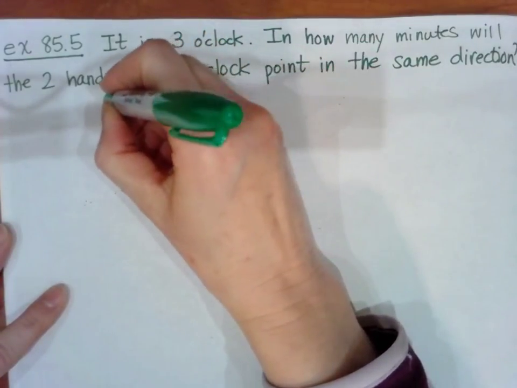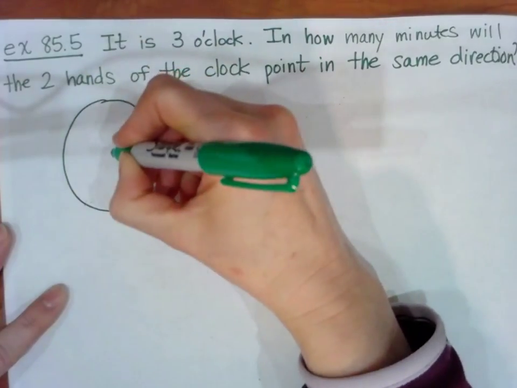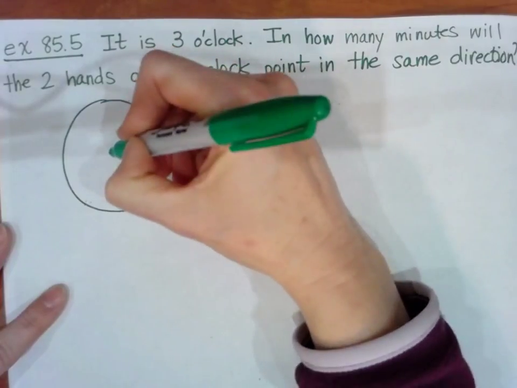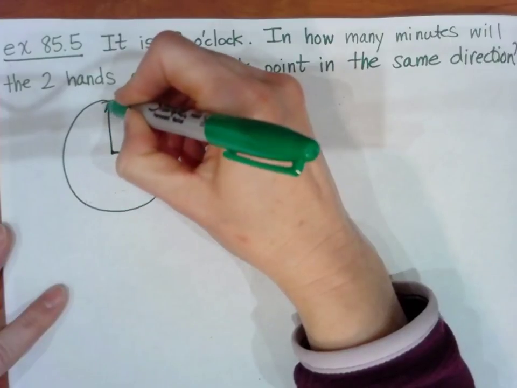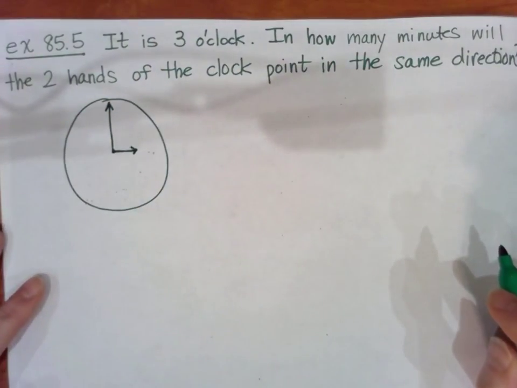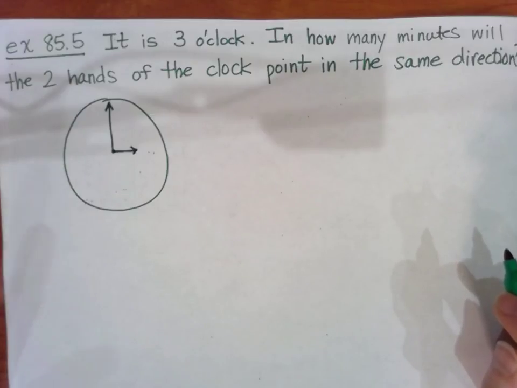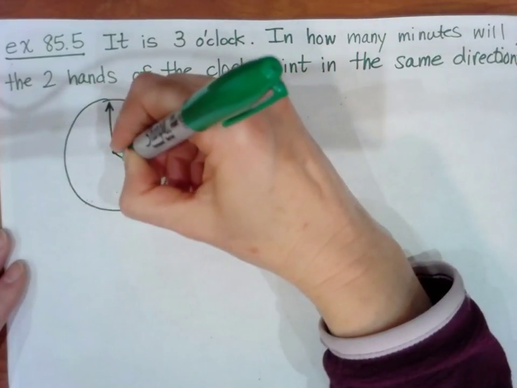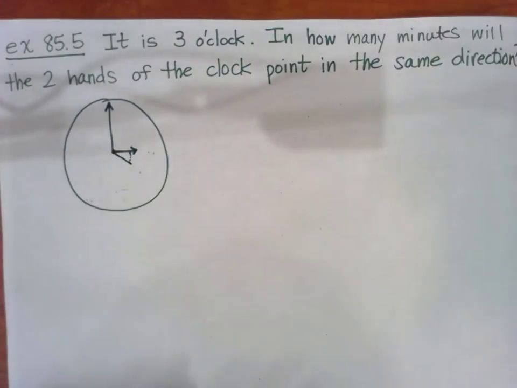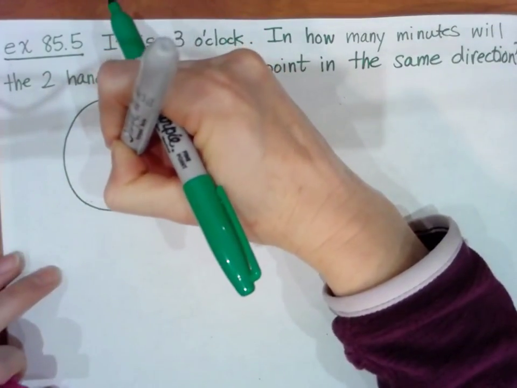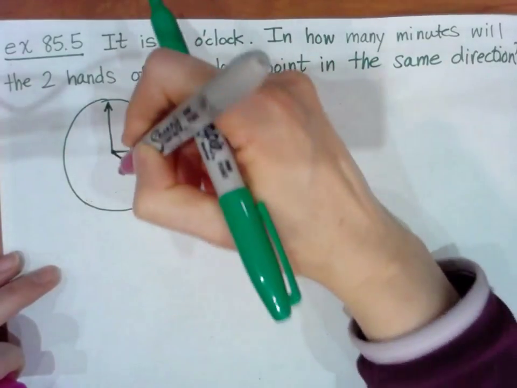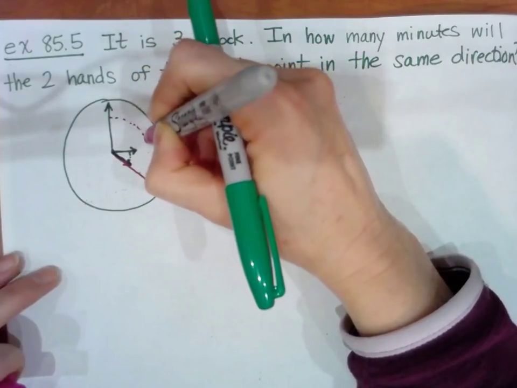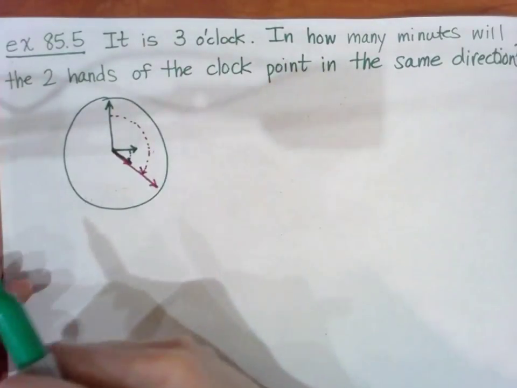All right, so if we were to draw ourselves a picture, it's 3 o'clock, which means the hour hand is pointing at the 3 and the minute hand is pointing up at the 12. Okay, and we want to eventually have them pointing in the same direction. So a little bit of time will pass, and the hour hand, maybe I'll just draw it in different colors, it will be there, and we want the minute hand also to be pointing in exactly the same direction. So it's moving faster, it's going to have to go a little bit farther.